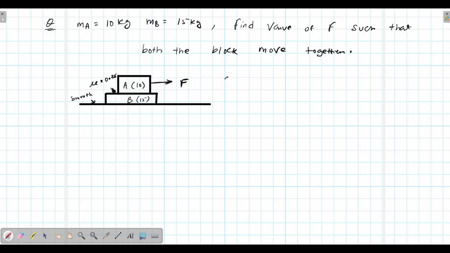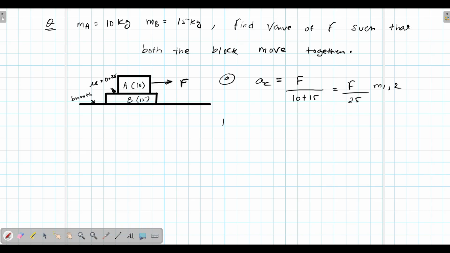First procedure is to find the common acceleration. Common acceleration equals net force divided by net mass, that is 10 plus 15. So common acceleration equals F divided by 25 meter per second square.